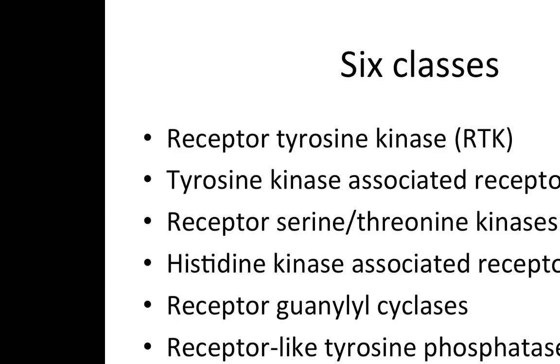So you could almost put it into two classes, right? Either they bind to an enzyme, often a kinase, but here you've got guanyl cyclase and tyrosine phosphatase, or receptors that have intrinsic kinase activity. What does intrinsic kinase activity mean? Part of the protein, right?